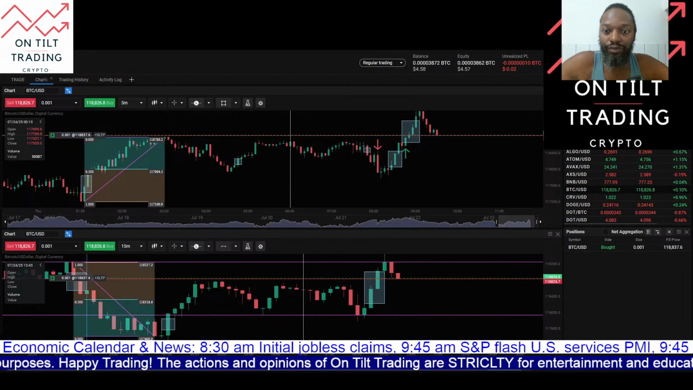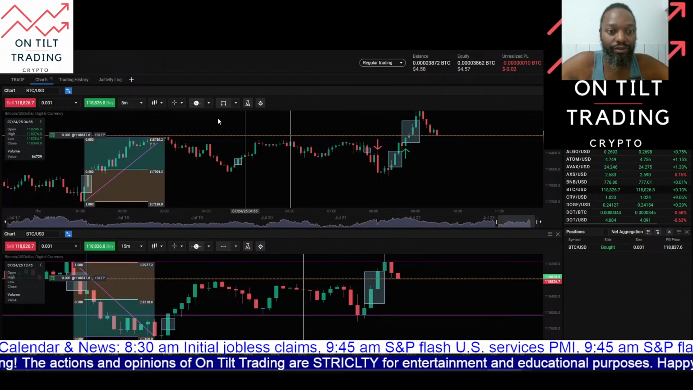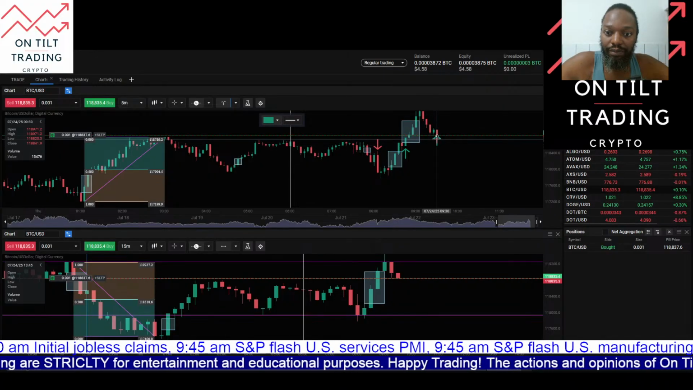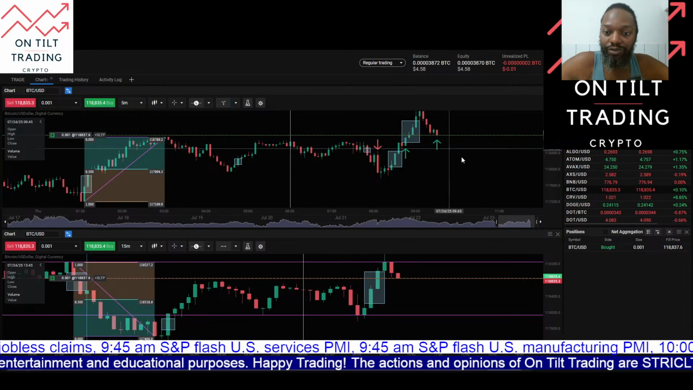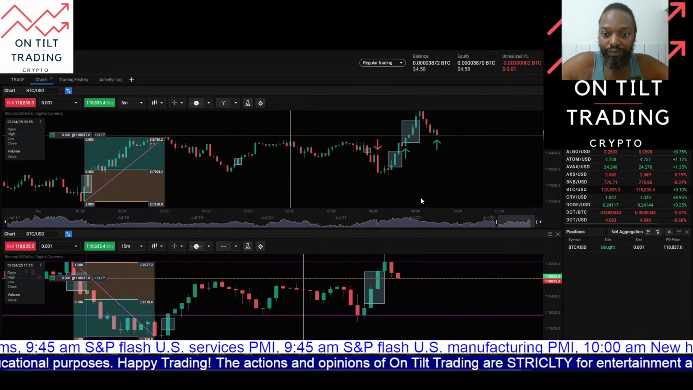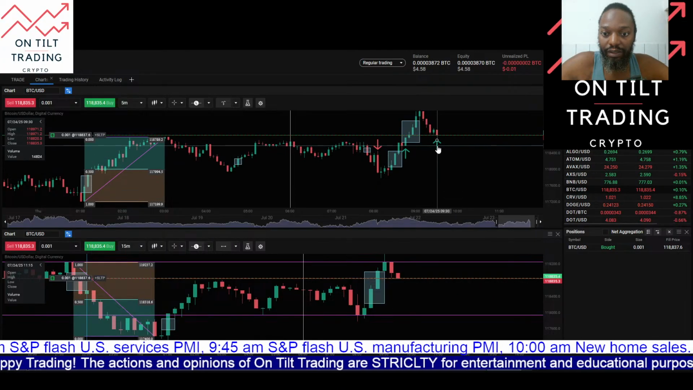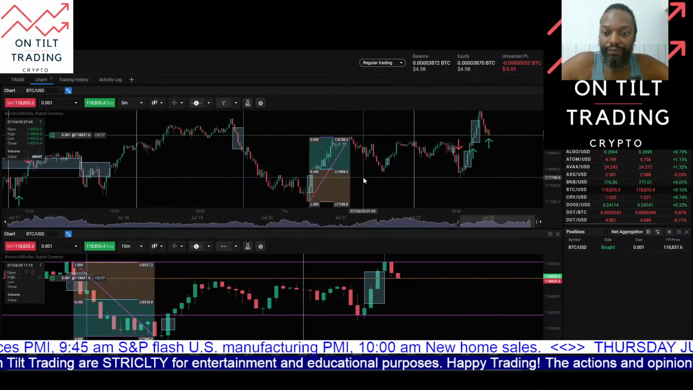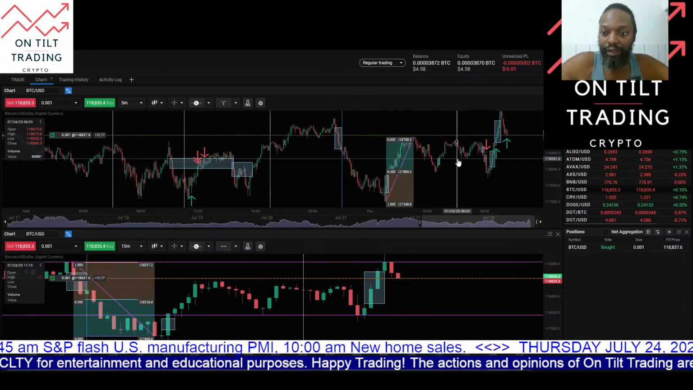And just received an entry here in this position. So got some more sell side delivery and price action traded down into my entry. So we'll see if we can get some continuation to the buy side.